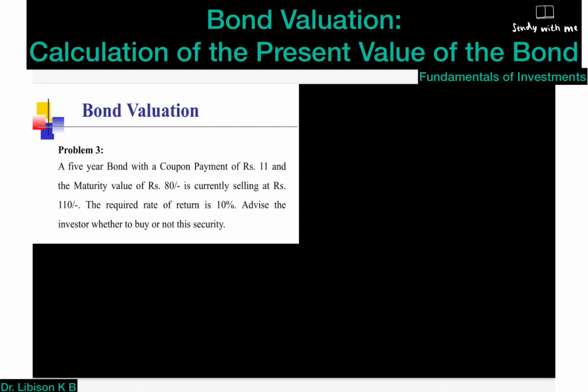So what we are doing is trying to find out the intrinsic value of the bond and comparing it with the market value of the bond, and we decide whether it is a good proposal or not to buy the bond. So in this problem, one issue is that instead of coupon rate, they have given coupon payment. Coupon payment is rupees 11.